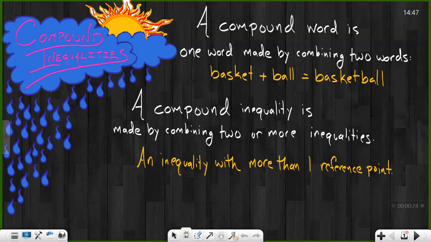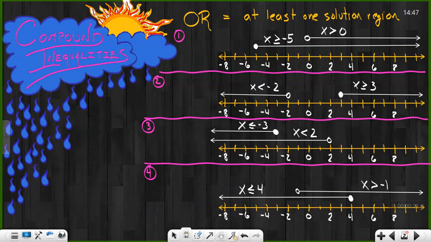A compound word is one word made by combining two words, like basket plus ball is basketball. In the same way, a compound inequality is made by combining two or more inequalities. It's essentially an inequality with more than one reference point. Now, our inequalities are combined using two different words.